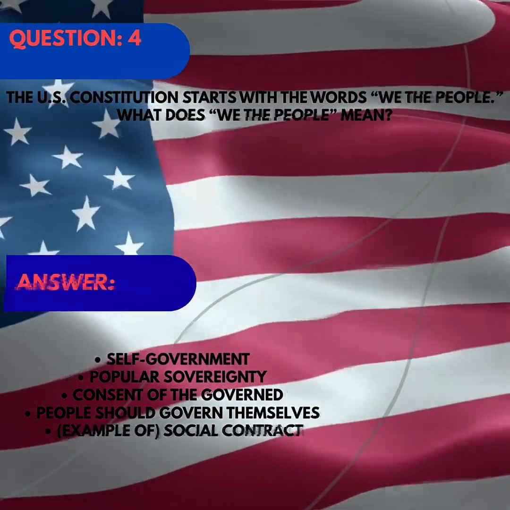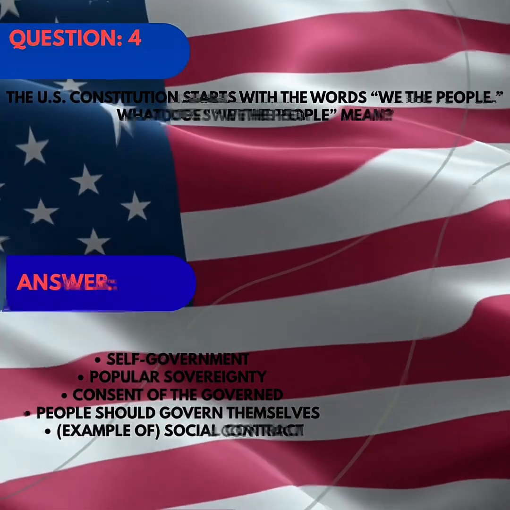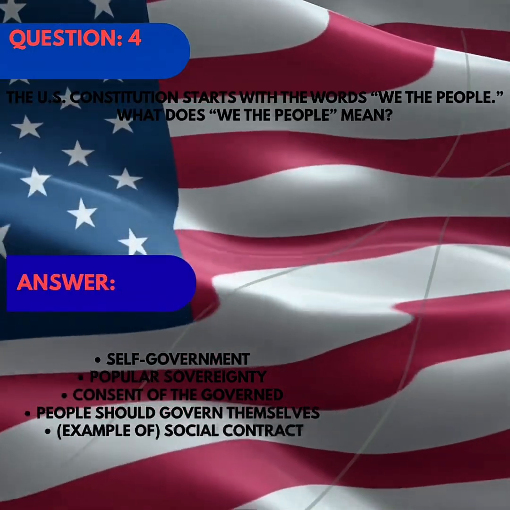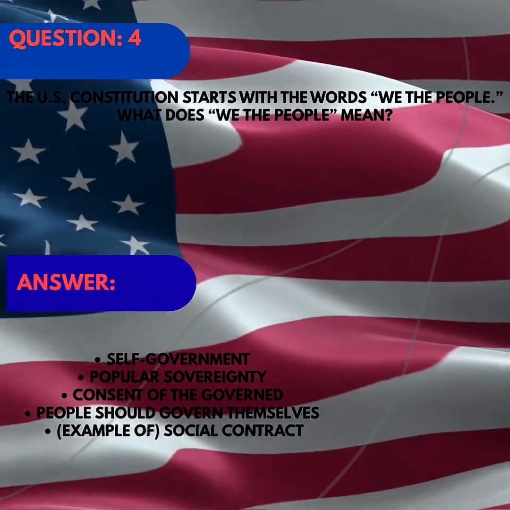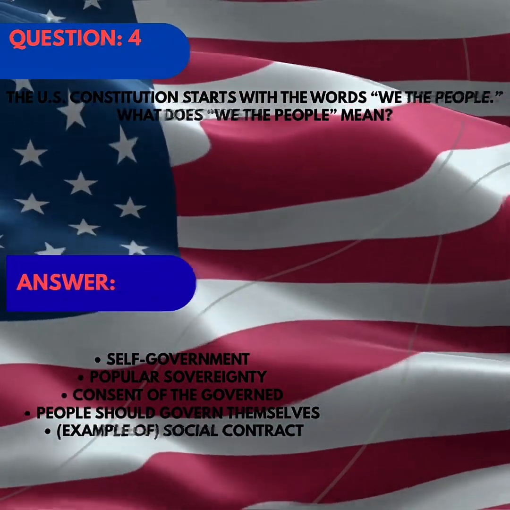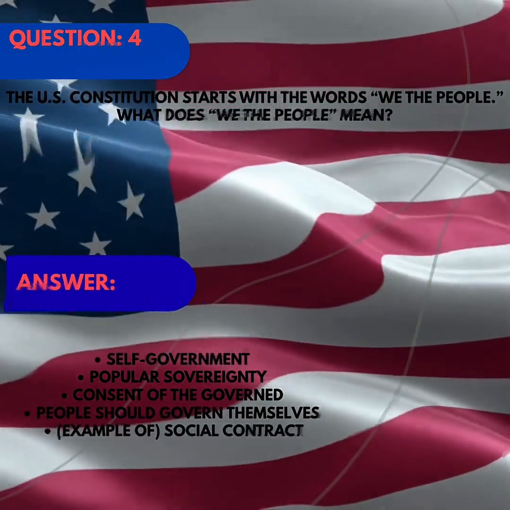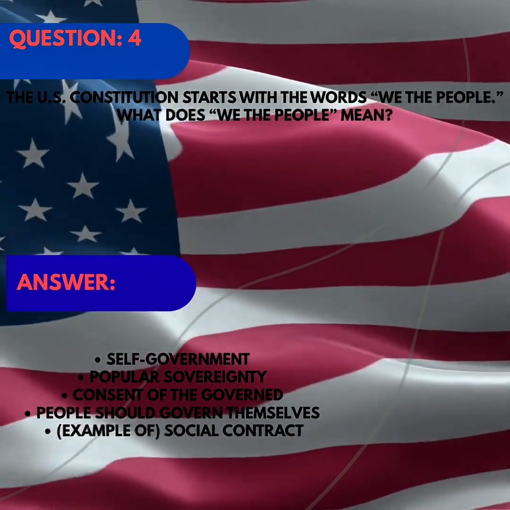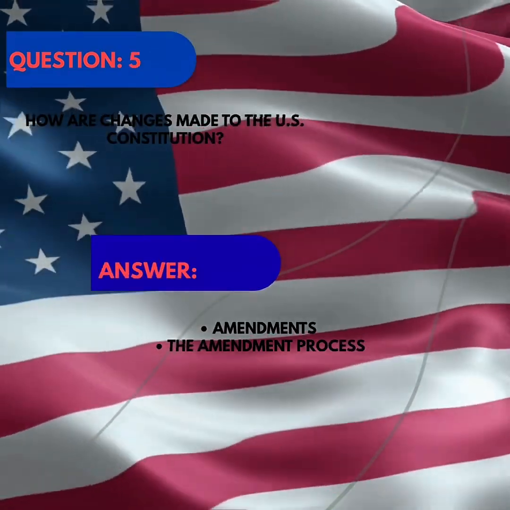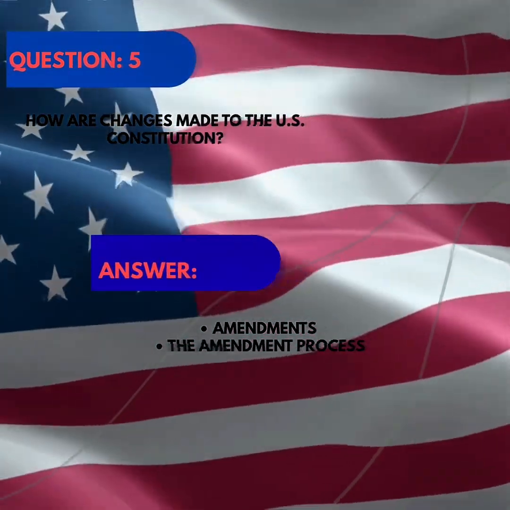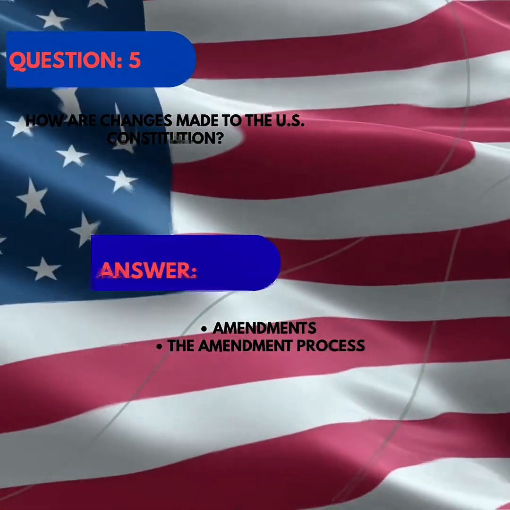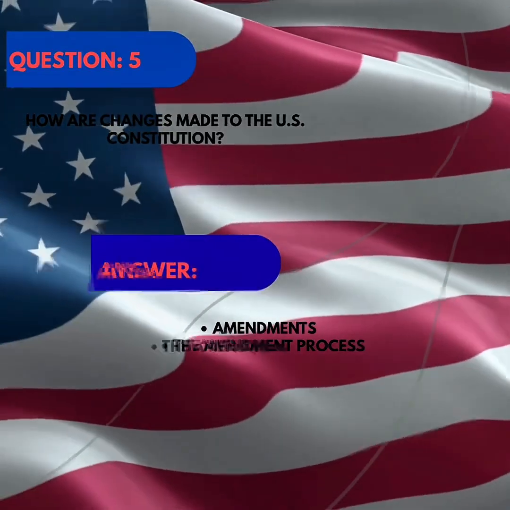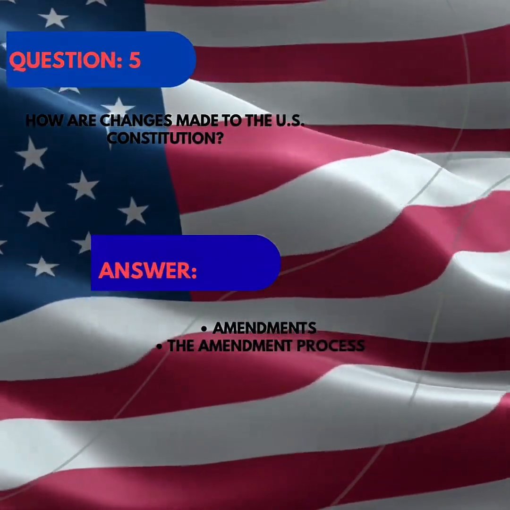Question 4. The U.S. Constitution starts with the words, "We, the people." What does "we, the people" mean? Answer. It means self-government, popular sovereignty, and consent of the governed. It reflects the idea that people should govern themselves. Question 5. How are changes made to the U.S. Constitution? Answer. Changes are made through amendments and the amendment process.